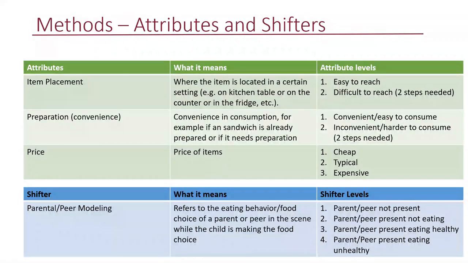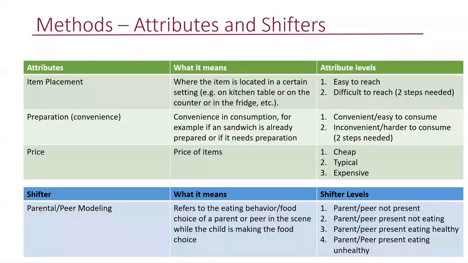And of course, prices, in certain nodes where the situation involves buying an item, and the prices varied from cheap to typical to expensive. We had to make it as comprehensible as possible for school children. And we also included what we call a shifter, which is similar to an attribute, but applying to all nine choice situations similarly, that involved the availability of either a parent or a peer not being present.